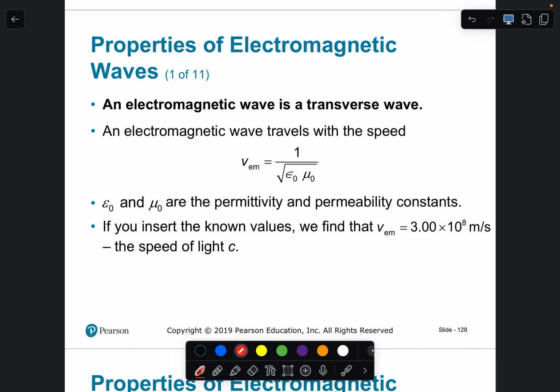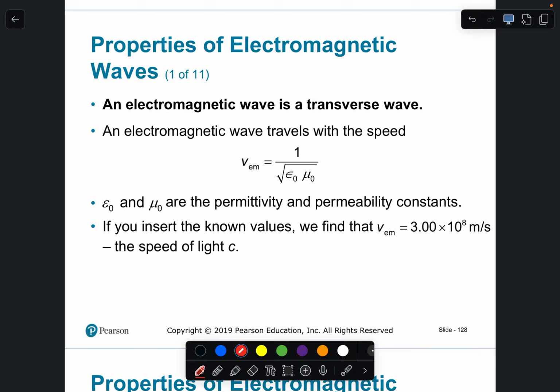So what we're going to do is we're going to dive into the properties of electromagnetic waves. And so I don't know if you've ever heard of the term particle-wave duality. It's a very cool term. So what we're going to talk about is that electromagnetic waves, they can behave like waves, as in their name, and they can also behave like particles, okay?